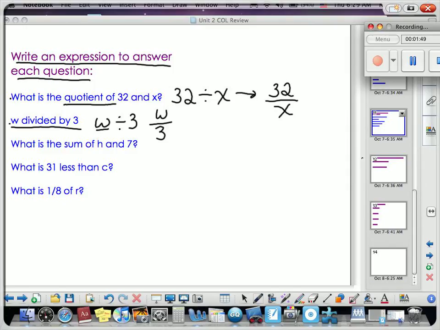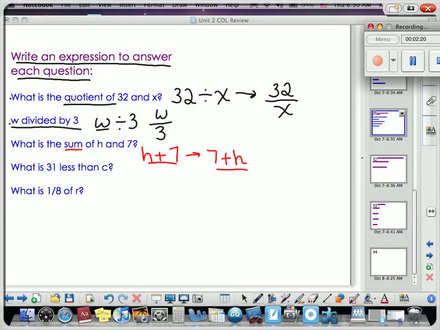The next one is, what is the sum of h and 7? Well, sum is a keyword for adding. So this is going to be h plus 7. And if you happen to write it like 7 plus h, that's okay too, because addition is commutative, meaning you can say 8 plus 5 is the same as 5 plus 8. So these can be switched. That's okay. Division cannot be switched.